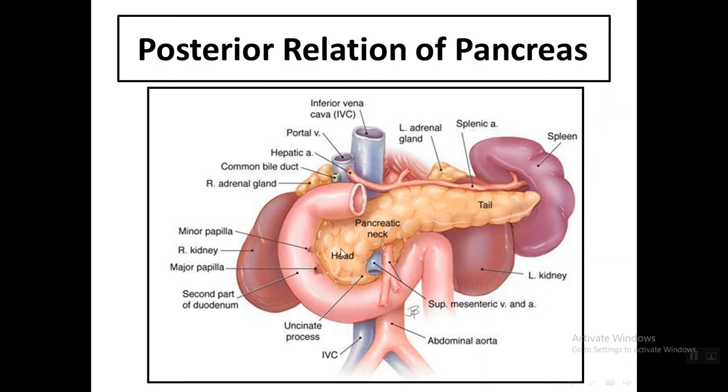Also from this figure we can see this is the pancreas, this is the head, neck, body and tail, and it is related posteriorly to the bile duct, to the portal vein, to the inferior vena cava, to the aorta, to the left suprarenal gland or left adrenal gland, and the left kidney, and lastly it is related to the hilum of the spleen. These are the posterior relations of the pancreas.